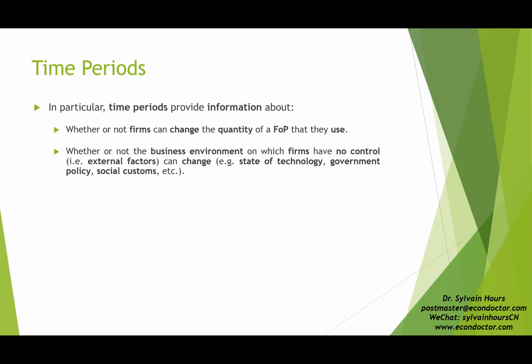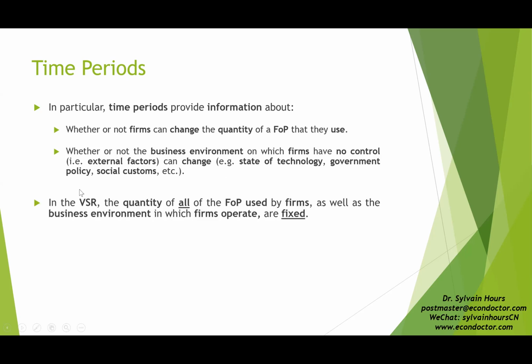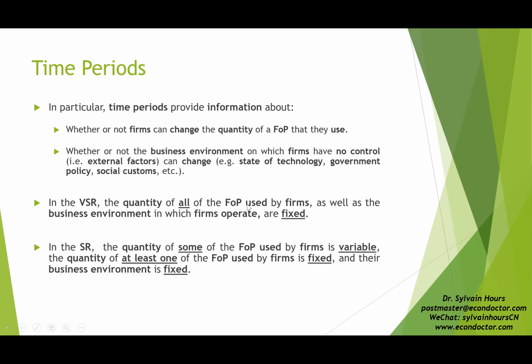So the state of technology, government policy, and social customs may change in the very long run. But we mostly focus on factors of production. Can we change the quantity we have, yes or no? Then you can define the very short run, the long run, and the very long run. In the very short run, everything is fixed. The quantity of FOPs that we have, we cannot change, and the business environment is fixed. Easy. So everything is fixed.